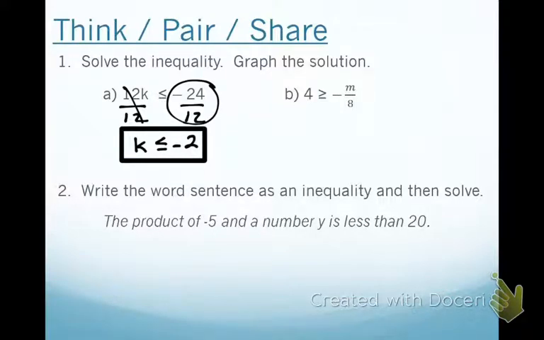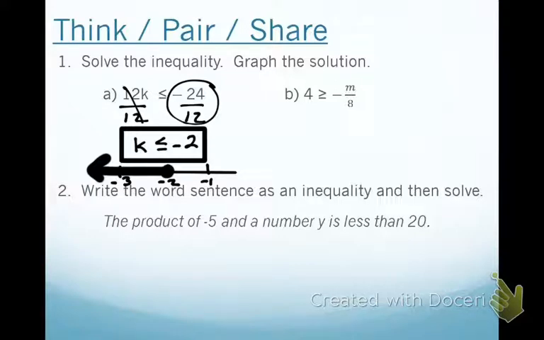And then it did ask us to graph it. So I'm going to go ahead and try to graph it right here. We've got negative 2, negative 3, negative 1. Open or closed circle? It is a closed circle, and your arrows should go to the left. All right? Raise your hand if you and your partner got that correct. Excellent. Okay, let's go on.